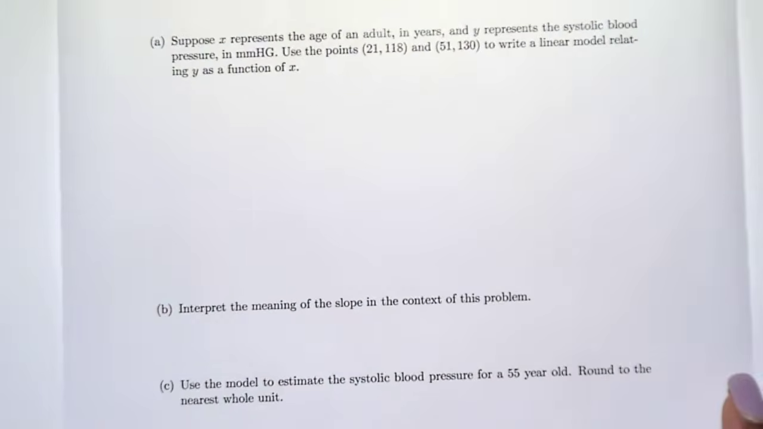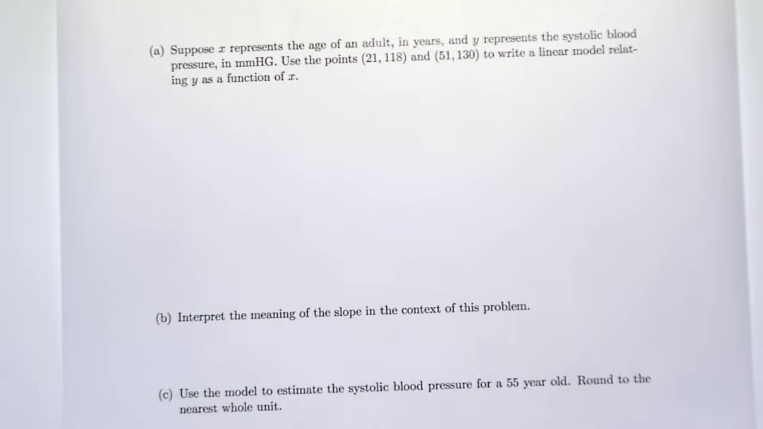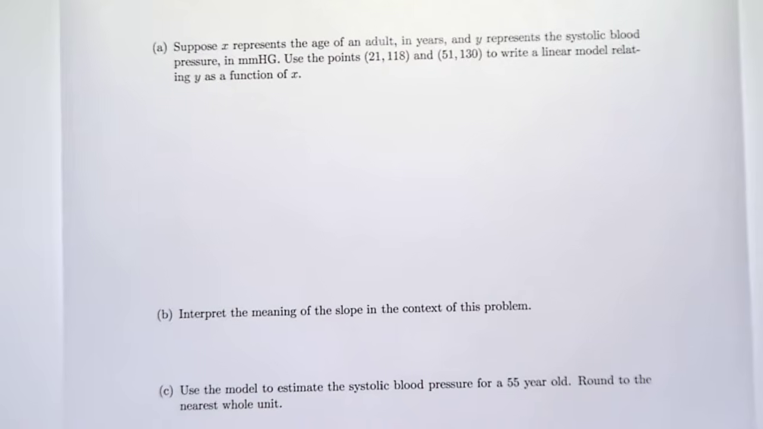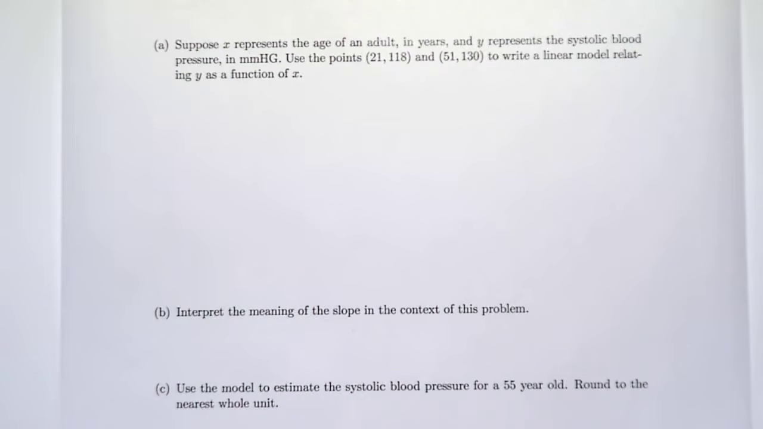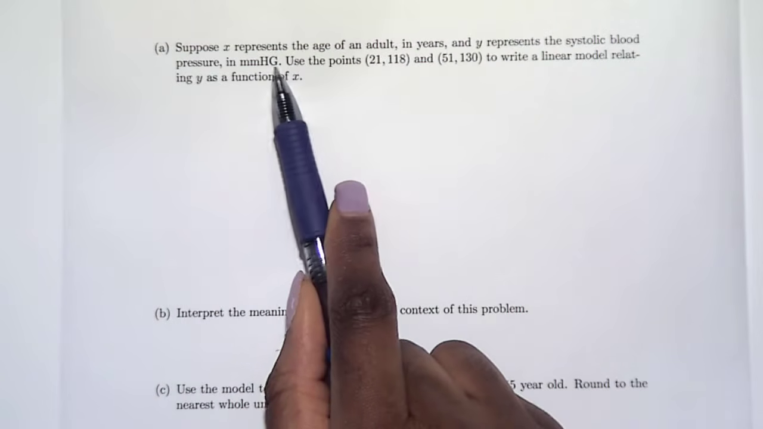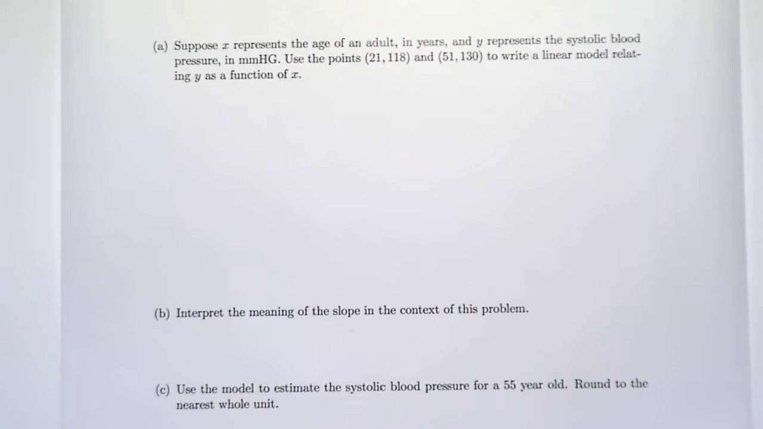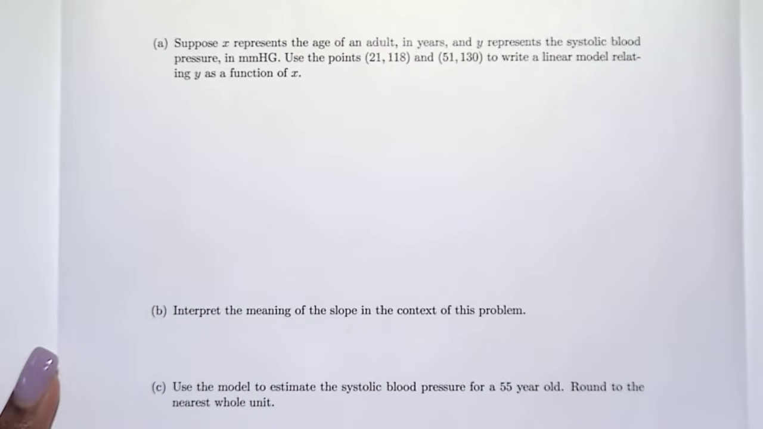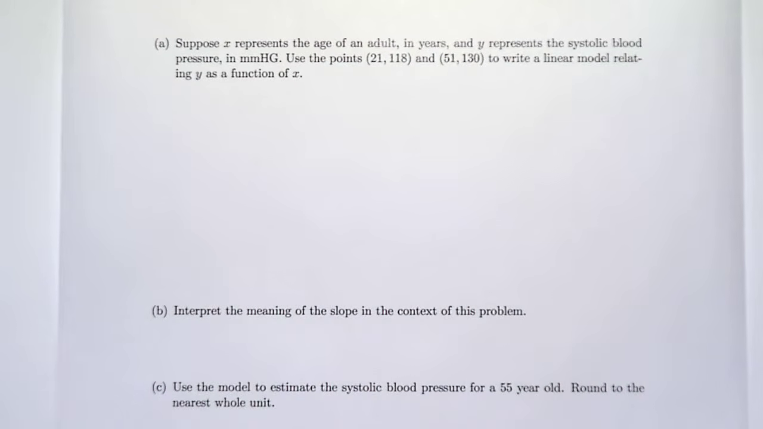All right, so here's the first question. Suppose that X represents the age of an adult in years, and Y represents the systolic blood pressure in millimeters of mercury. I actually don't know what this stands for, mmHg. I'm sure you pre-med people know. Use the points (21, 118) and (51, 130) to write a linear model relating y as a function of x.